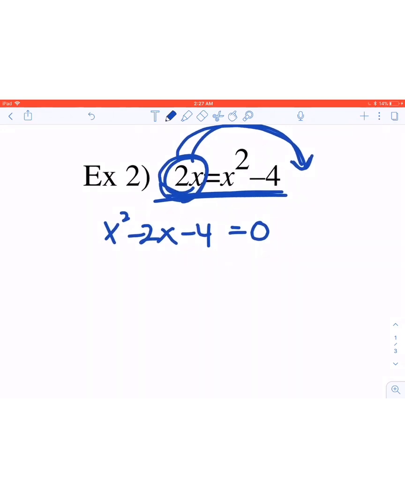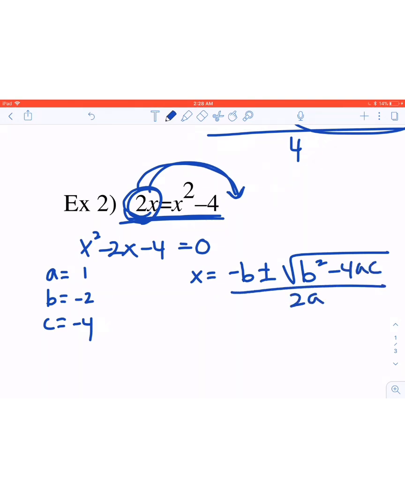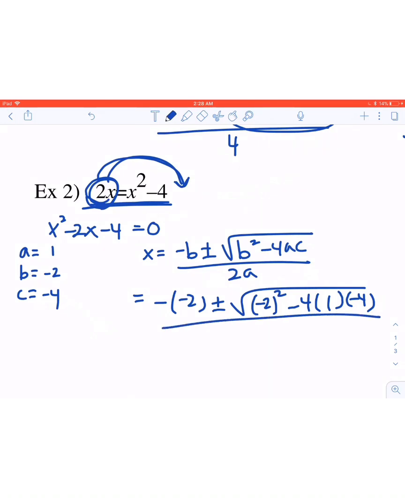So identify your a, b, c values. My a is 1, b is negative 2, c is negative 4. So plug it in. Again, x is equal to negative b plus or minus square root b squared minus 4ac all over 2a. So negative times negative 2 plus or minus square root of negative 2 squared minus 4 times 1 times negative 4, all over 2 times 1.